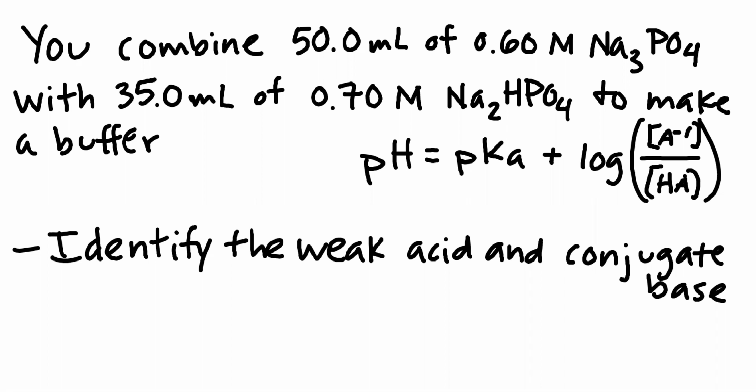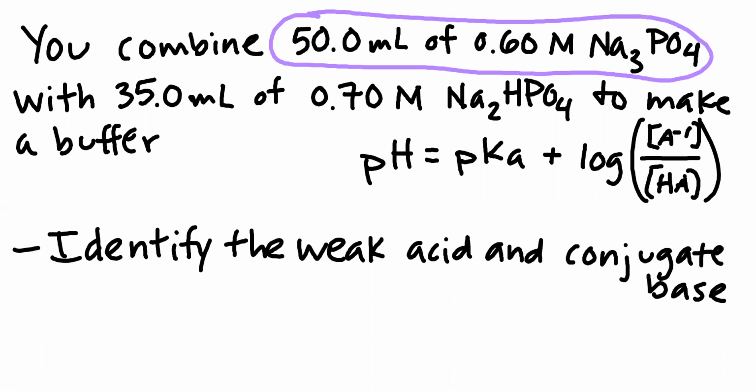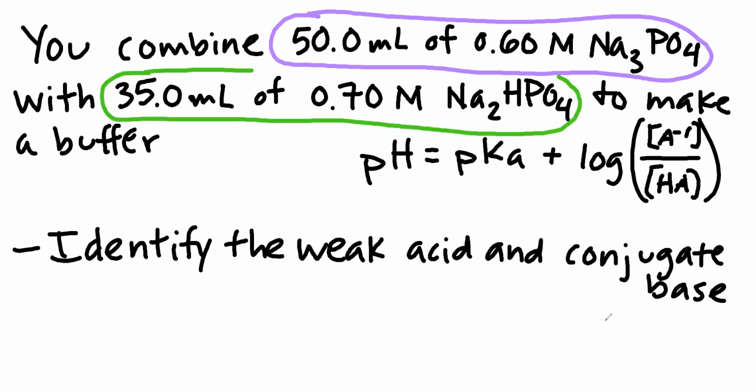So for this example, there's two different solutions that are combined. Just gonna highlight them. And here's the other. And it says that they make a buffer, and we need to use the Henderson-Hasselbalch equation to eventually find the pH of that buffer. So I've included that here.